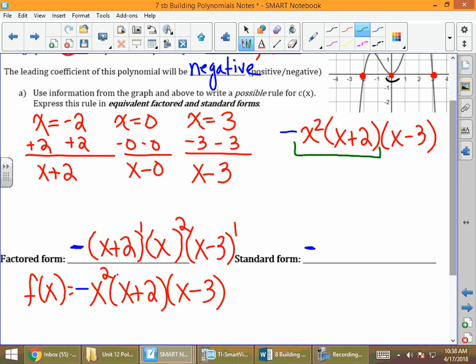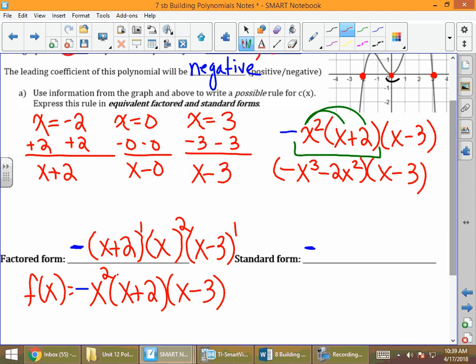Multiply these first two together with the distributive property, get an answer, and then multiply by this last one. So we're going to end up with -x cubed minus 2x squared. We multiply those together. So we're taking our answer now, we're going to multiply it by x minus 3.